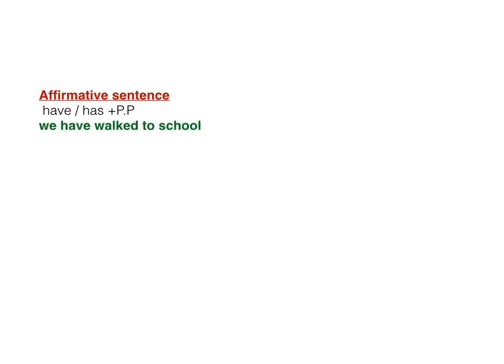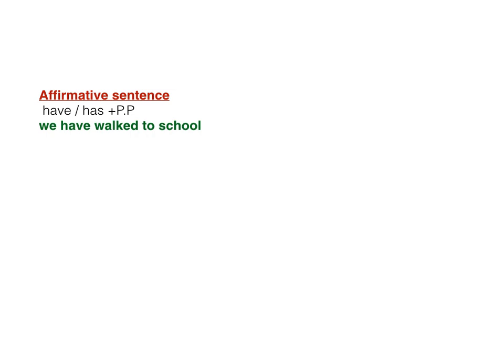Let's move to the form of the sentence. How can we make an affirmative sentence? We use have or has plus the verb in the past participle. For example, he has walked to school. Where is the present perfect? Has walked. Is walked an irregular or regular verb? It's a regular verb because walk is the infinitive and we add ed at the end of the verb, so it's walked.